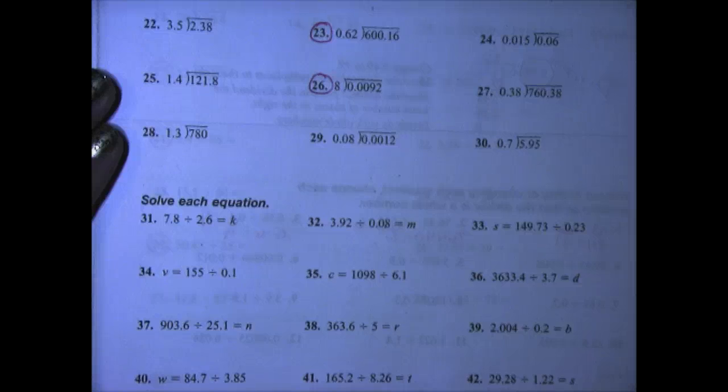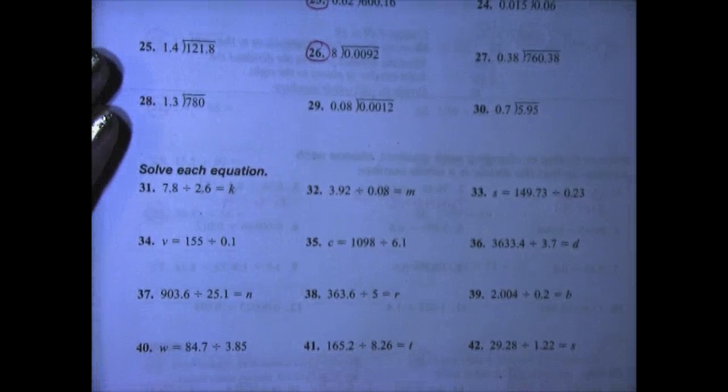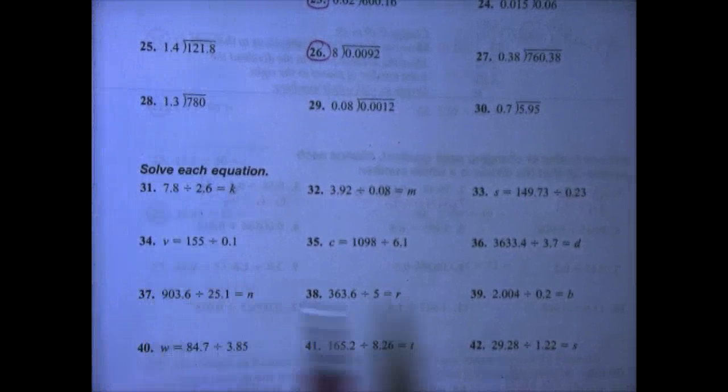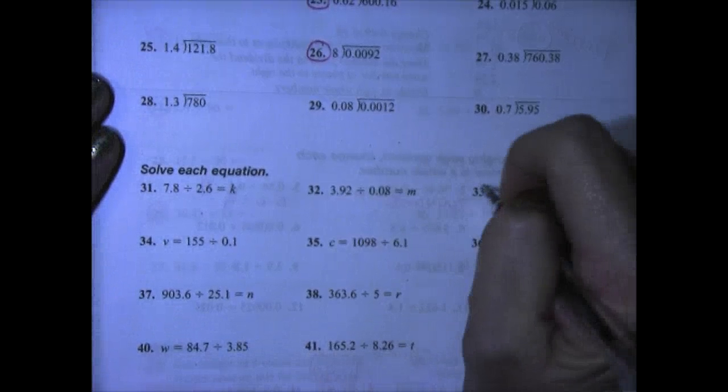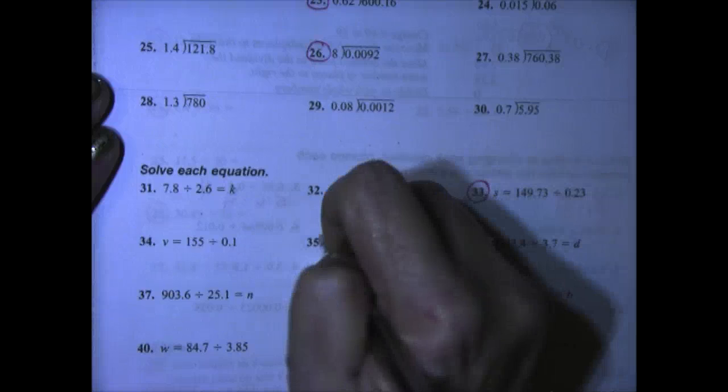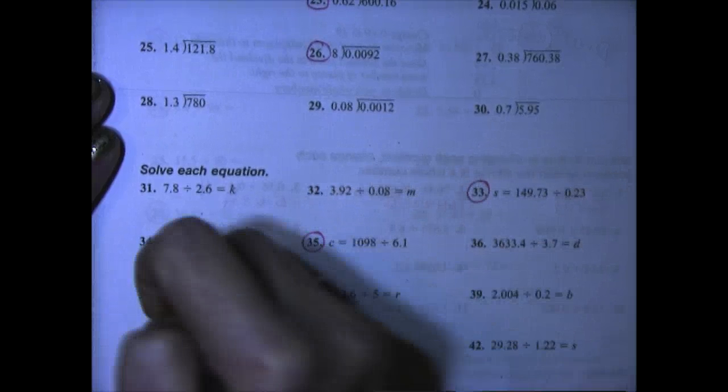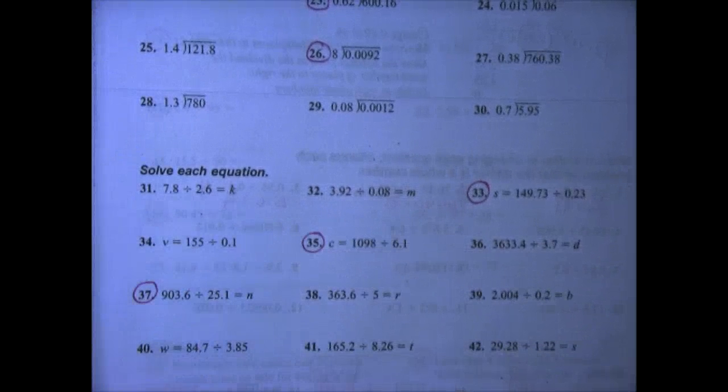Now again, these look harder, but they're not really. You're just having to figure out which one goes inside the box, which one outside, in order to solve it. So let's do 33, 35, and 37. So 19, 20, 23, 26, 33, 35, and 37.